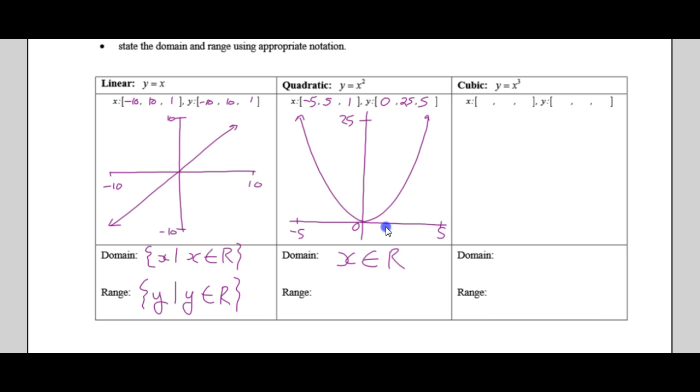Okay, there's a lazy way of writing it, right? x belongs to the reals. No set stuff. As far as I'm concerned, when you're writing domain and range, you can just write x belongs to the reals. You don't have to do the whole set of x such that, right?